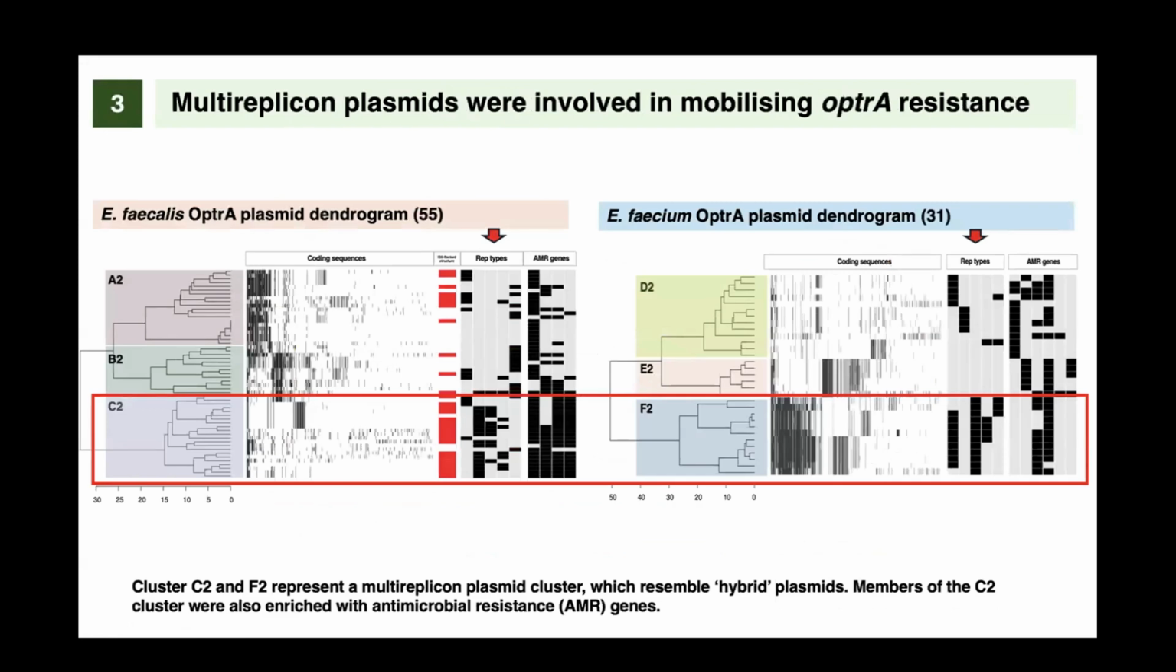Our third and final finding from the study was that multi-replicon plasmids were involved in disseminating OPTRA resistance in both E. faecalis as well as in E. faecium on the right. Just for information, replicon types are generally used to type gram-positive plasmids, including Enterococcus, and in Enterococcus species, most of the plasmids will have only one replicon type. Although the direct significance of these multi-replicon plasmids in OPTRA resistance was unclear, we thought that they might represent an underlying concern for future AMR spread, given that some of these can actually accumulate multiple antibiotic resistance genes, including genes that confer resistance to last-line antibiotics, such as linezolid.